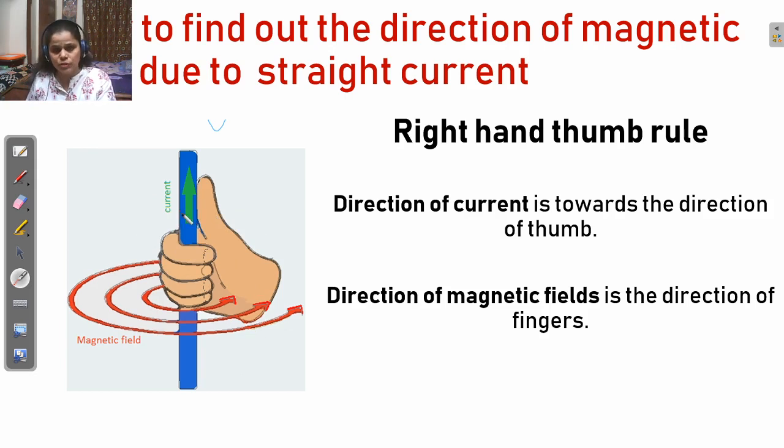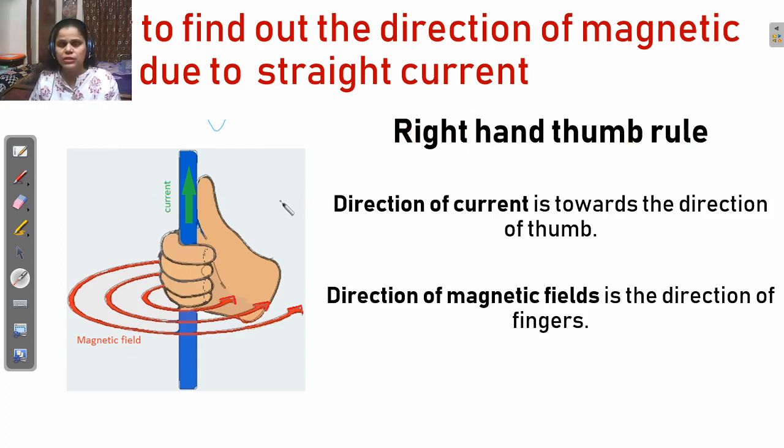In this condition, the direction of the current is in the direction of your thumb. This is your thumb, so the direction of current is the direction of your thumb. And the direction of the magnetic field, that means the magnetic lines, is the direction of your fingers. Understand? This is a very important rule.